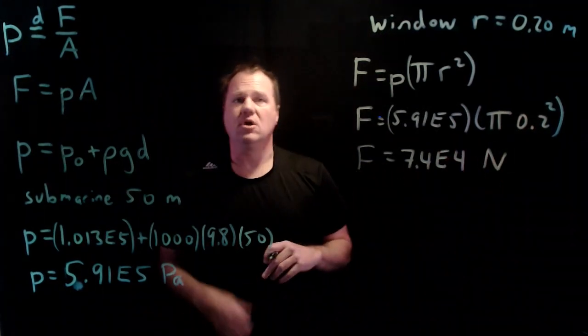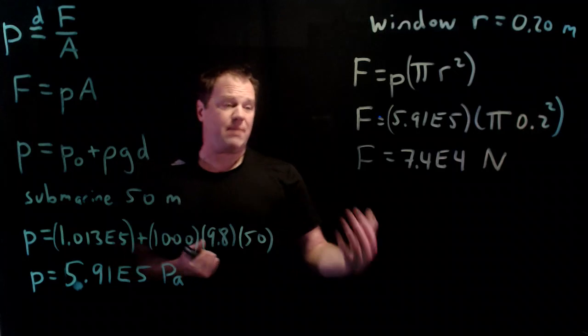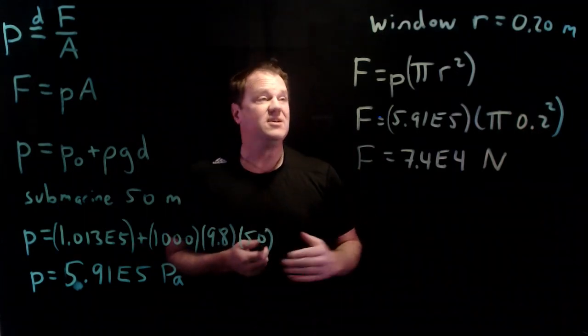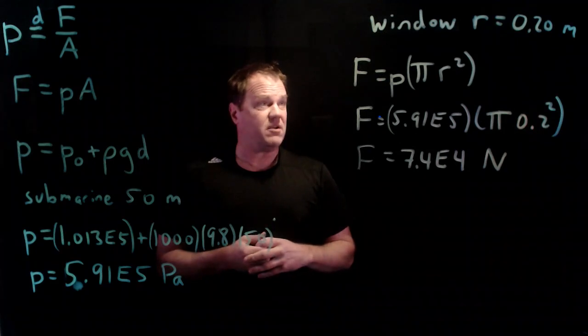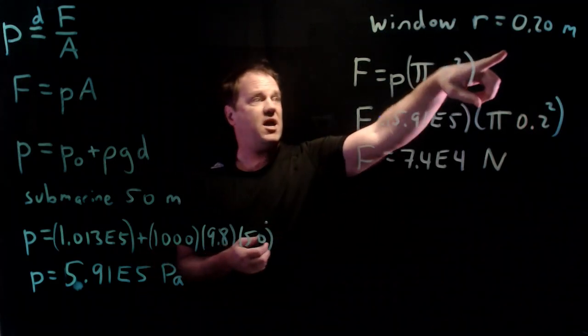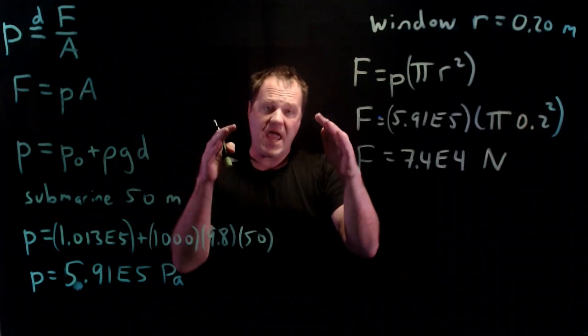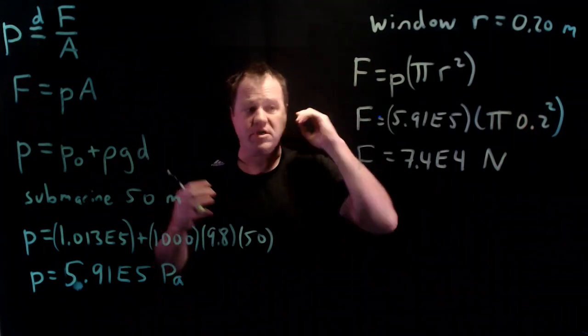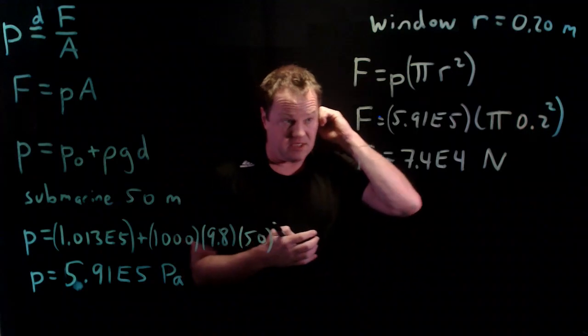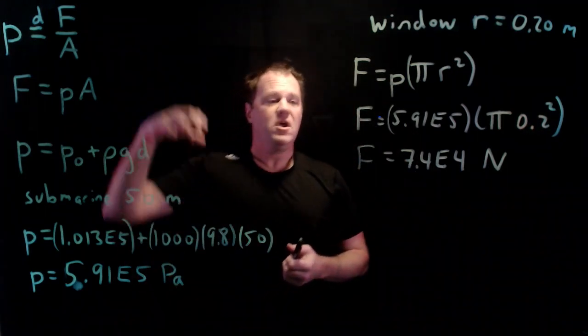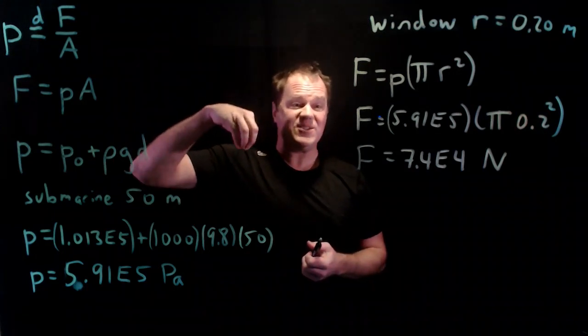Okay, so what can you compare that to? Well, that's about the weight of 7.5 metric tons. And so that's not a big window, a 40 centimeter diameter, and it has an inward force of 7.4 times 10 to the fourth newtons. That's a lot. It's as if we had 7.5 tons sitting on top of it.